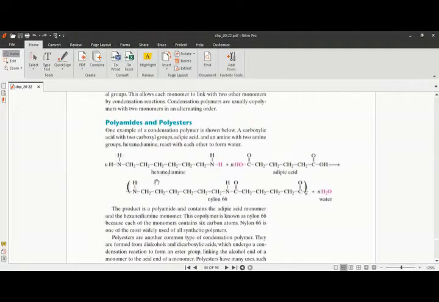Here you have hexane diamine, which means how many carbon atoms? 6, hexane. And the meaning of di, you have two amine functional groups. So here you have NH2 and NH2. That's why it's called hexane diamine. And here adipic acid. Why? Because you have a carboxylic group, COOH. Look at this again.